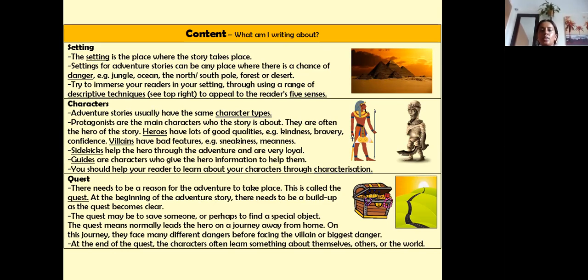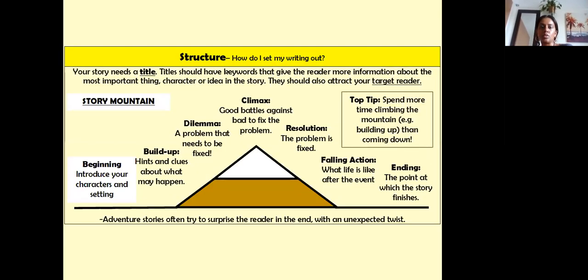You would have to have your characters. You might have some of the same types of characters. You might have heroes, villains, sidekicks, and your characters, you need to describe them so that each character has their own sense of characterization through your description. You also have a quest. There needs to be a reason for the adventure to take place. So what's the reason? Make it exciting. What's the journey, or where are you going, and what's going to be happening? That will be used in the descriptions.